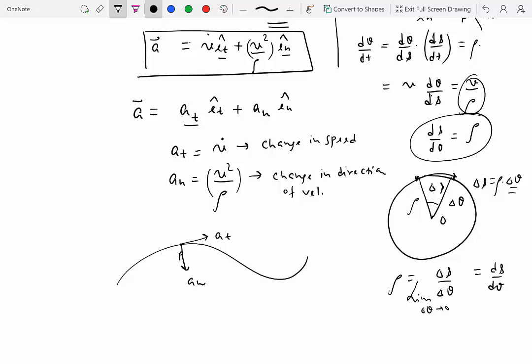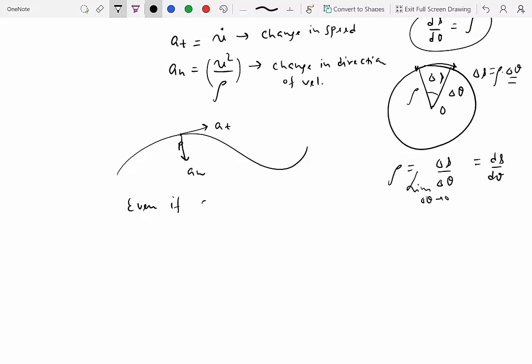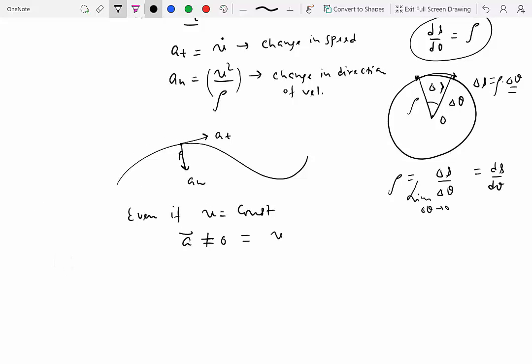Now you can see over here that even if v is constant, which means that speed is constant, acceleration is not going to be entirely zero. Why? Because acceleration is given as v dot et hat plus v squared over rho en hat. V dot would be zero in this case because v is constant, but v squared over rho en is not zero unless v is zero or the radius of curvature is infinity, which will happen along a straight line path. So the acceleration is not going to be zero.